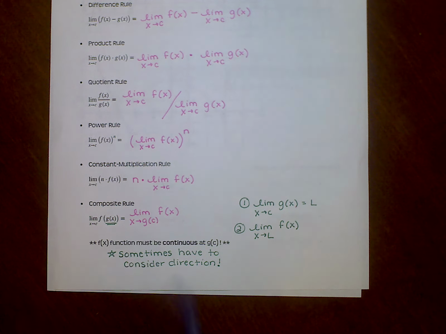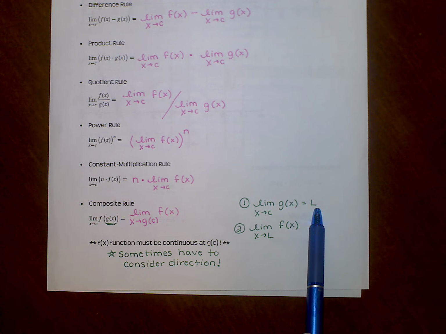A composite function is when we take one function and put it inside another function, so we apply one function to another. The way we work with those, just like we always work with composites, is we start on the inside. So I'm going to start with g of x. The first thing I'm going to do is find the limit as x approaches c of g of x. That's what you see me doing in step 1 over here. Let's just say that number is L.